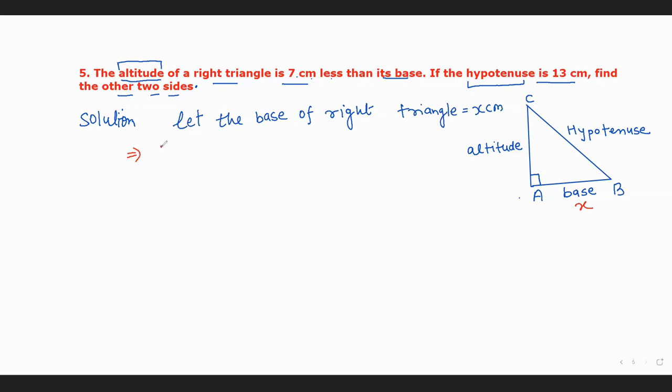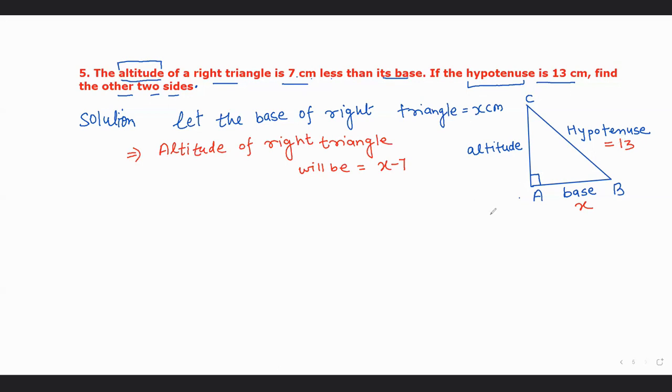So this means the altitude of the right triangle will be less than its base by 7 centimeter. So it is x minus 7. Now you see it is given that the hypotenuse is 13.